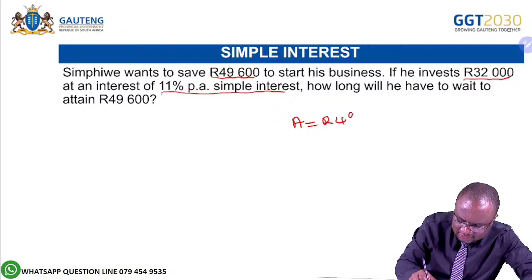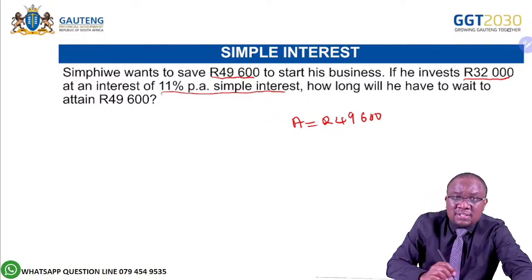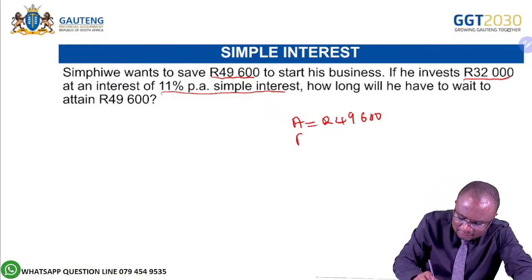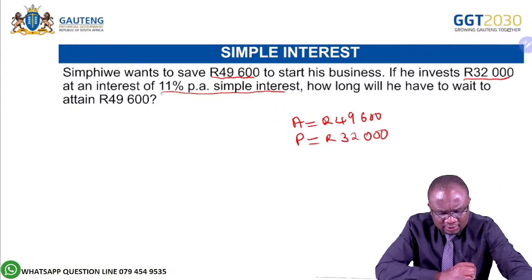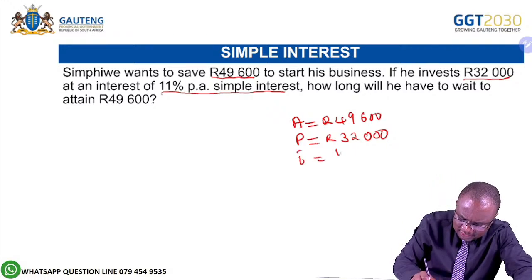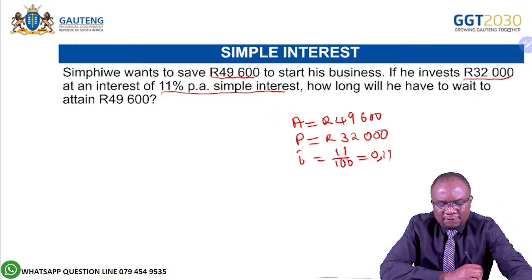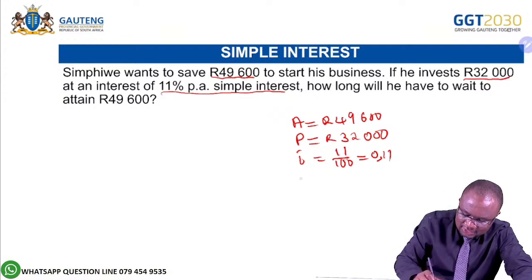49,600. And then 32,000, that's the money invested, that's the principal amount, P, 32,000. And then 11% per annum, simple interest, that's this I, which is 11 over 100, or 0,11. How long will he have to wait to attain 49,600? That's N, that's what we're looking for.